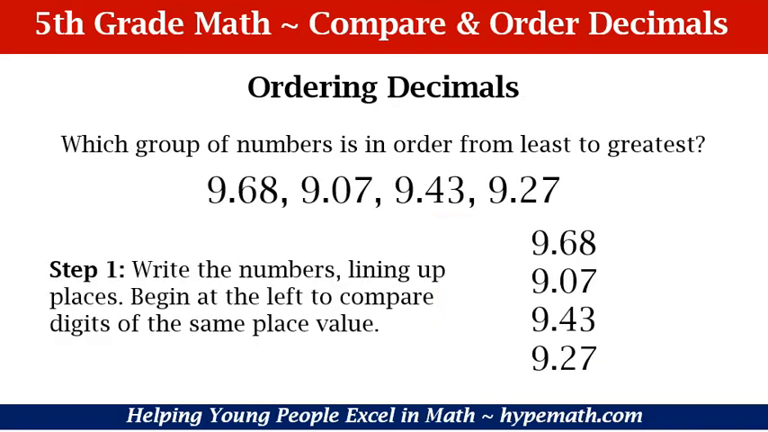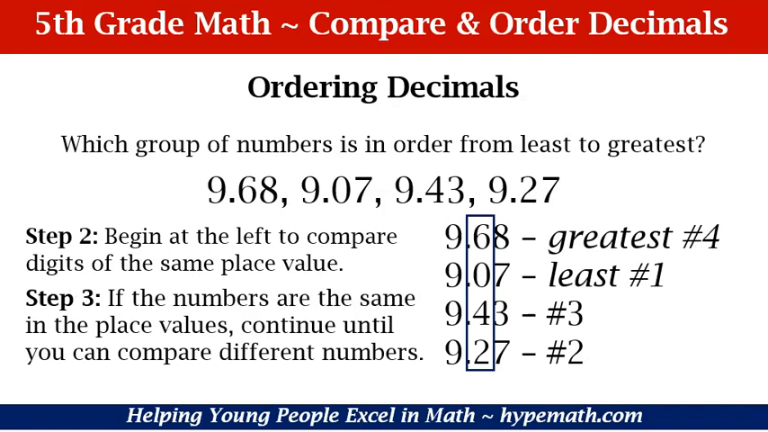Let's look at another example. We are going to order these numbers from least to greatest, okay? First thing we need to do is we need to line the numbers up. 9.68, 9.07, 9.43, and 9.27.